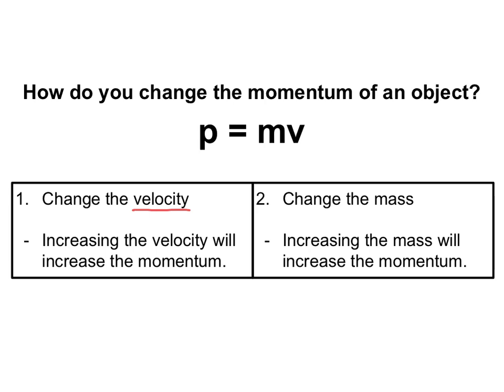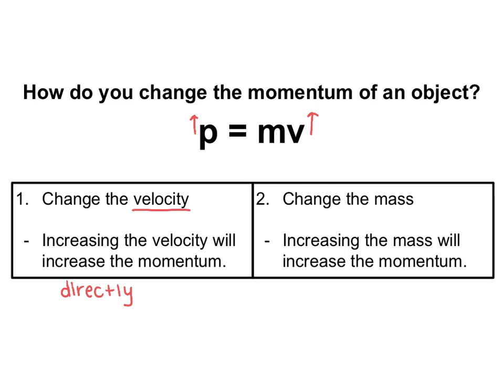So if we look at our equation, we are multiplying by velocity. So if you multiply by a bigger number, the answer is going to go up as well. So if we increase our velocity, our momentum will increase. They're directly related. If one goes up, the other one goes up. The opposite is true then. If one goes down, the other one also goes down.